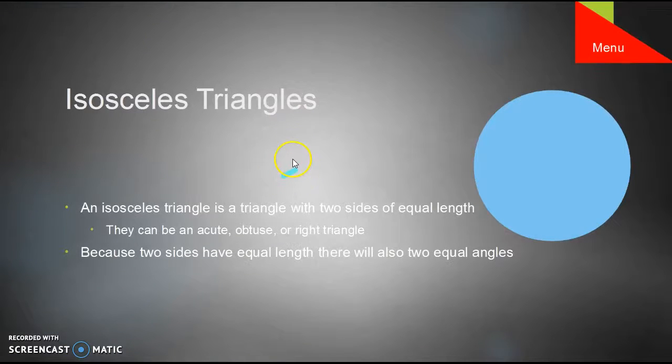So for an isosceles triangle, there are at least two sides that have the same length. It could look like that, as long as, say, side A and side B have the same length. It doesn't matter if it's acute, obtuse, or right. Any of those triangles can also be an isosceles triangle.